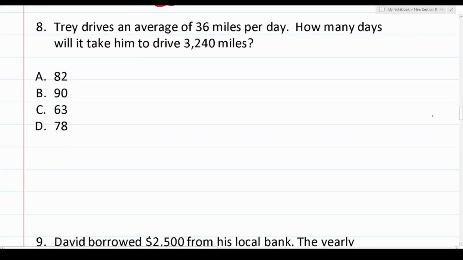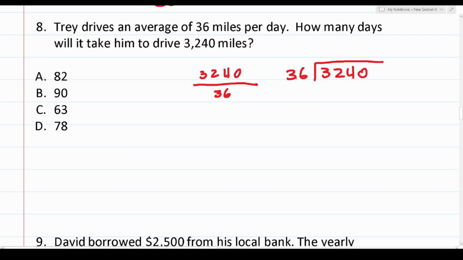All right, number 8 says, Trade drives an average of 36 miles per day. How many days will it take him to drive 3,240 miles? So again, this is just simple arithmetic here. We're going to do 3,240 and divide that by 36. Okay, again, we're going to regard this as long division. Notably, 3,240 divided by 36. And the question becomes, how many times does 36 go into 3?